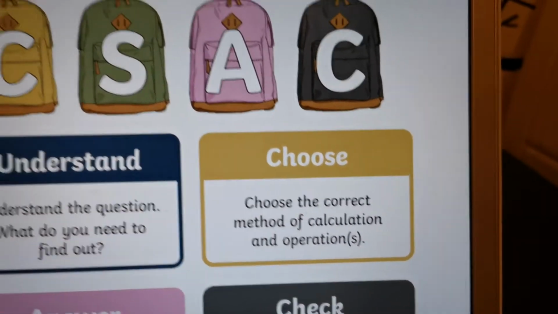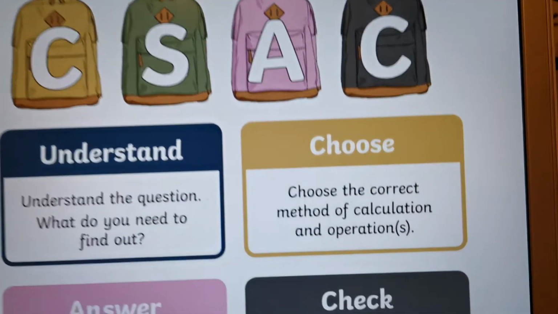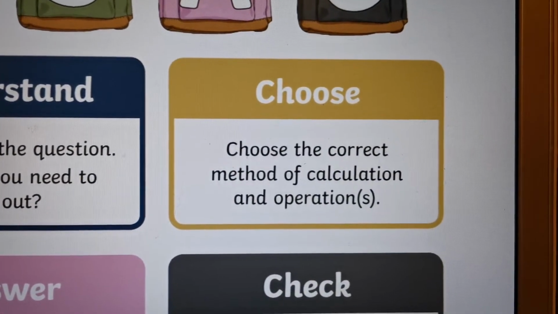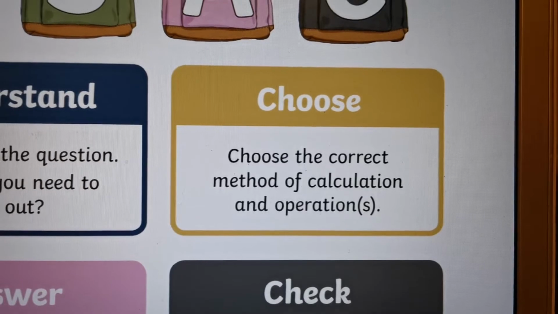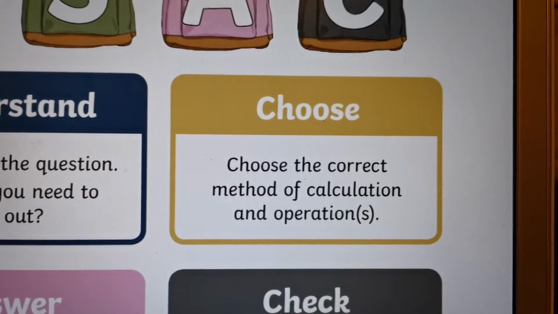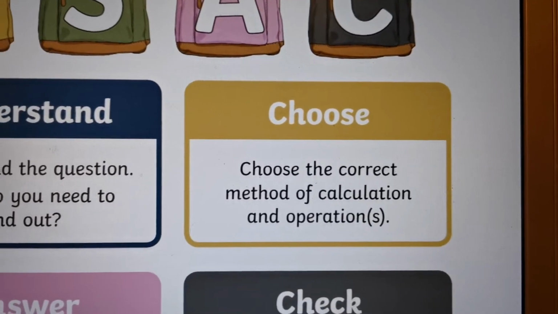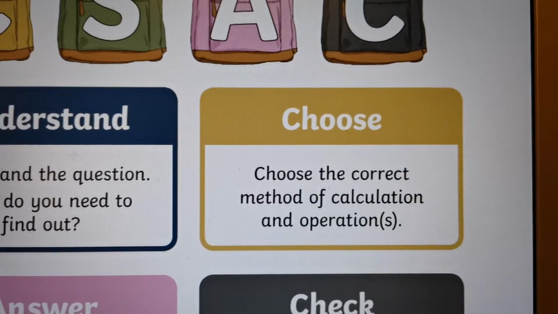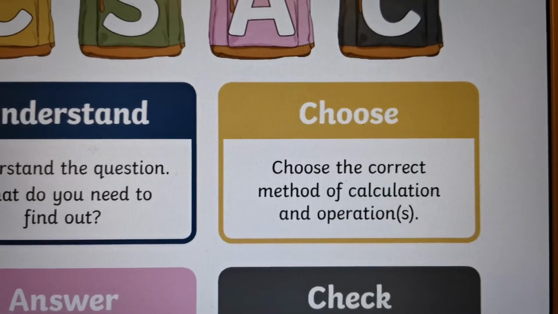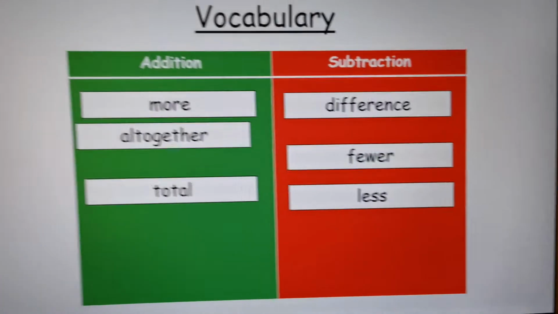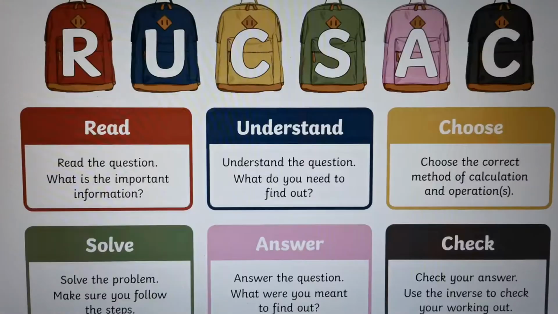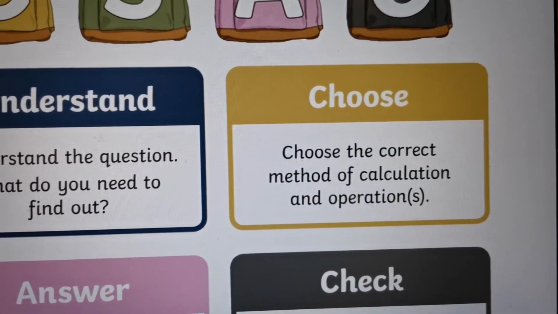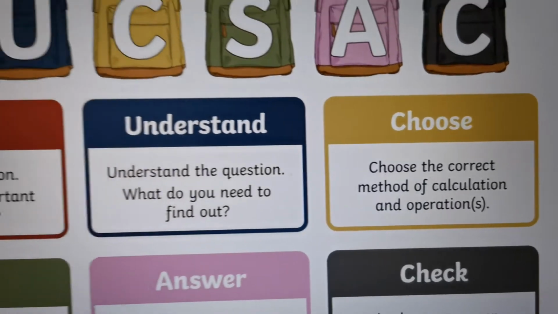All right, the C stands for choose. Choose the correct method of calculation. All right, this is where you're going to choose addition or subtraction. Also, it could be multiplication or division, but right now we're not looking at those, okay? So that's where those words come in handy. These words. All right, when you are choosing which operation, plus or minus, you're going to do.